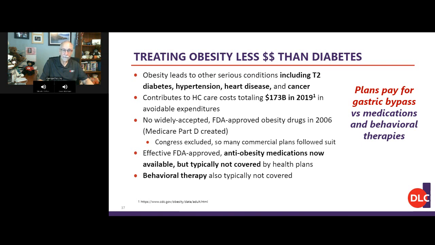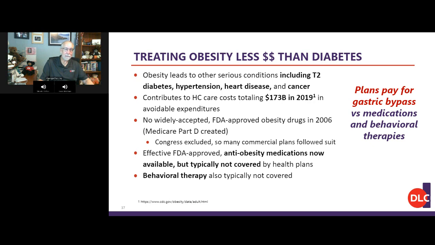Treating obesity is less costly than treating diabetes. If we can lower the incident rate of diabetes, that patient is cheaper before they have diabetes. And so treating obesity is going to help that. It leads to other serious conditions: type 2 diabetes, hypertension, heart disease, cancer. Many people don't realize it leads to many forms of cancer. It contributes to healthcare costs. A patient with obesity typically costs 50% more than a patient without obesity or overweight.